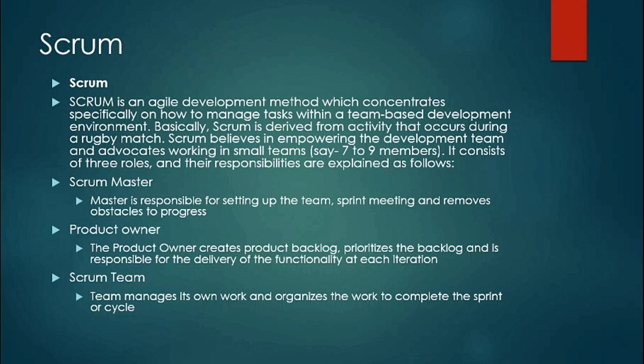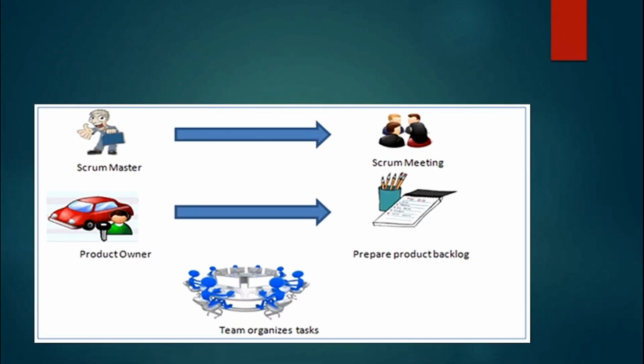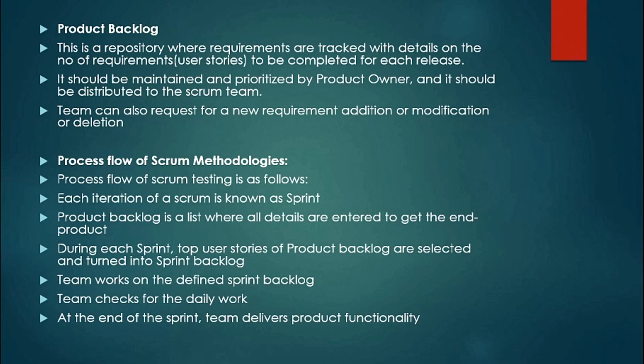Now the Scrum Team. The team that manages its own work and organizes the work to complete the sprint or cycle is called the Scrum Team. They work on their own and organize themselves to complete the sprint or cycle. Now in this diagram you can see the Scrum Master organizing the Scrum meeting. The Product Owner is preparing and prioritizing the product backlog, and the team organizes their tasks by themselves. It is called a Scrum Team.